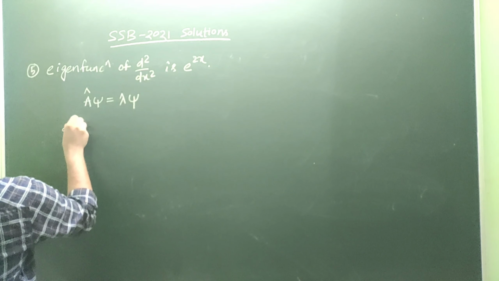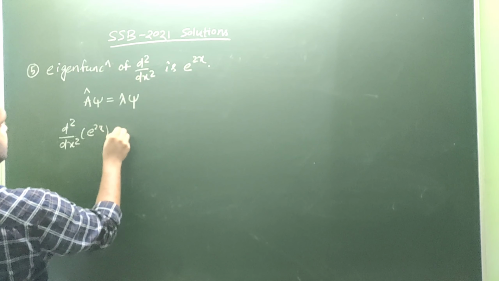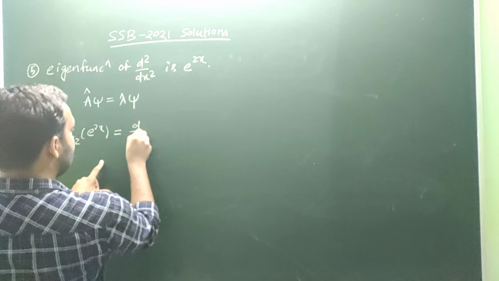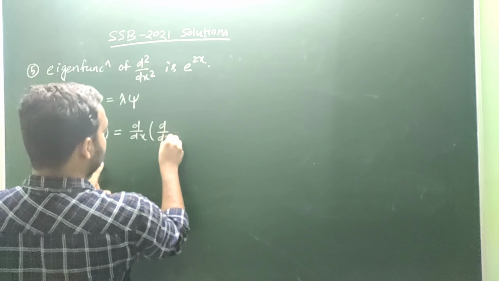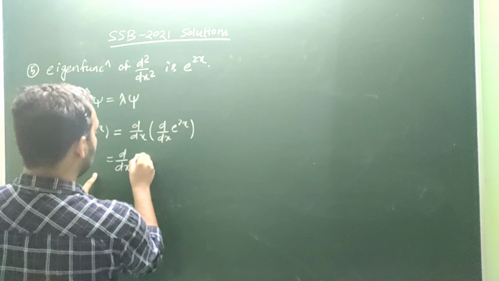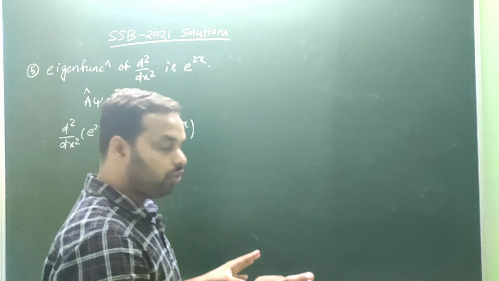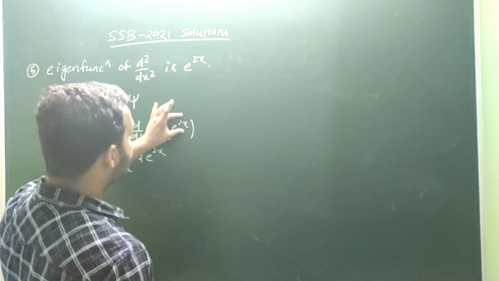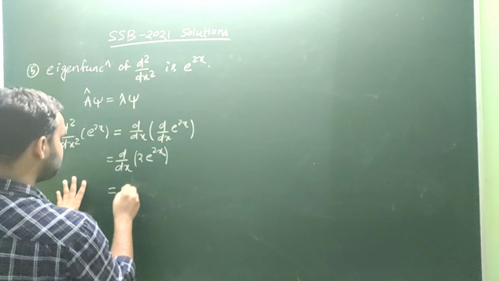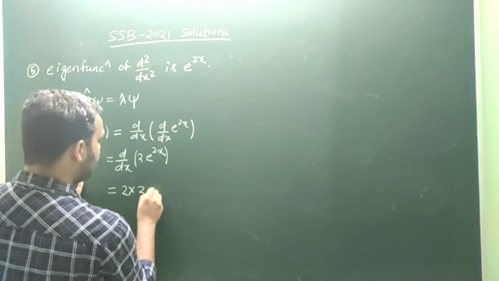So by operating, you can write down d square by dx square of e to the power 2x is equal to, let's take first derivative. After first derivative, you will get d by dx of d by dx e to the power 2x. This will give you d by dx of 2 e to the power 2x. The differentiation of e to the power 2x is e to the power 2x, and again we have to take the differentiation of 2x. This will give you 2. Now again differentiating, 2 is constant, let's take outside. So differentiation of this one will give you 2 e to the power 2x.